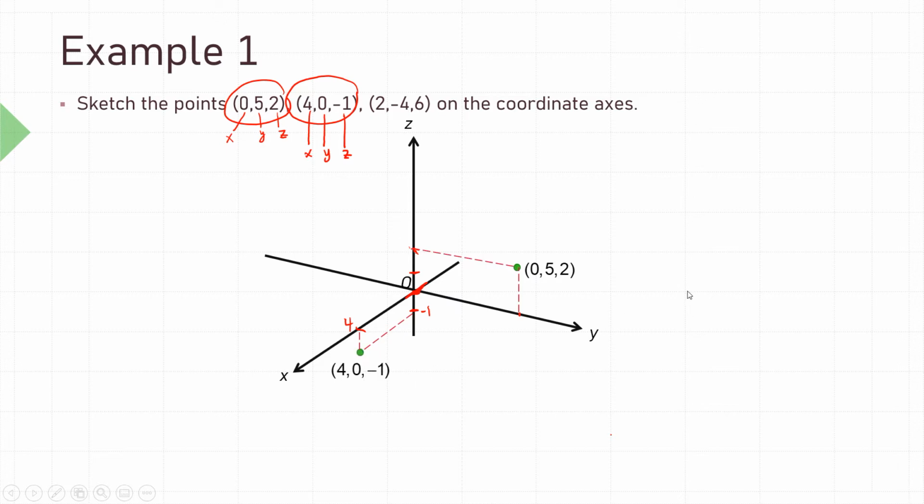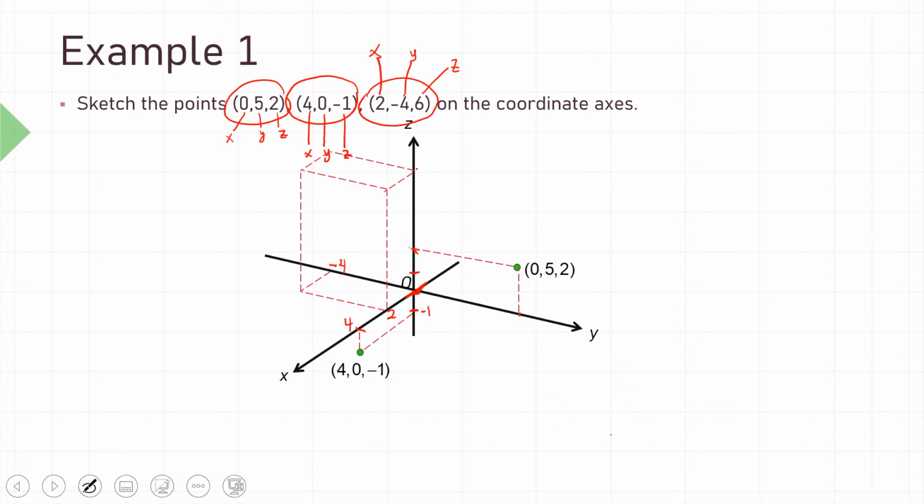And we have the last one, which is (2, -4, 6). Where is it? For the x-axis, it should be 2. For the y-axis, it should be -4, and for the z-axis, it should be 6. So we have 2 here, -4 for y, which is the value on the y-axis, and 6 is somewhere around here. So we will have the point somewhere around here, (2, -4, 6).